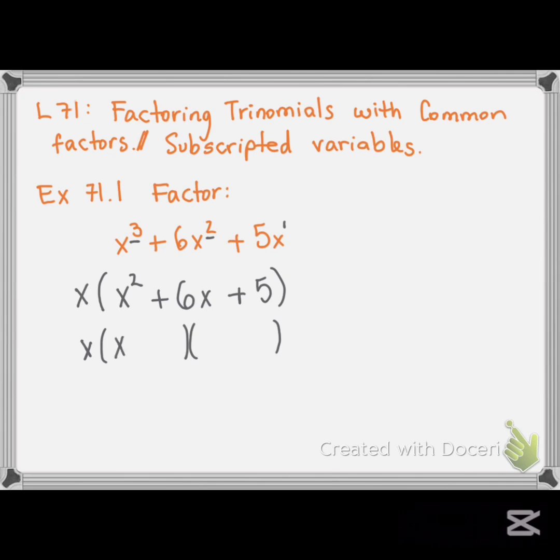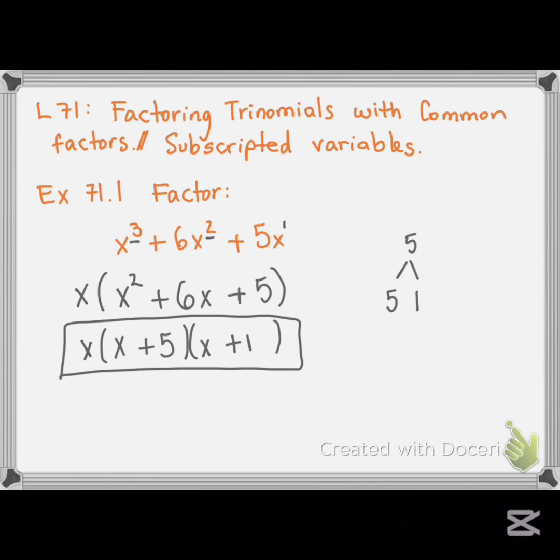And in this case, what we need to do is find two numbers that multiply to give me 5 and added give me 6. Now 5 is a prime number, so we only have one pair, 5 times 1. And so that's our answer. We just put plus 5 and plus 1. Now, our factorization includes the x, the common factor, so don't forget it.